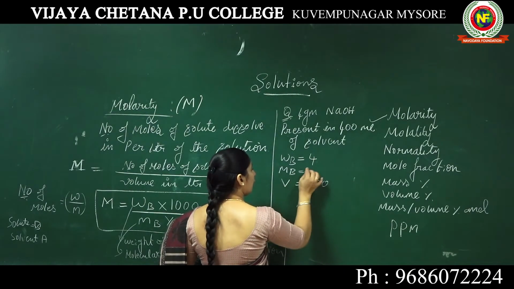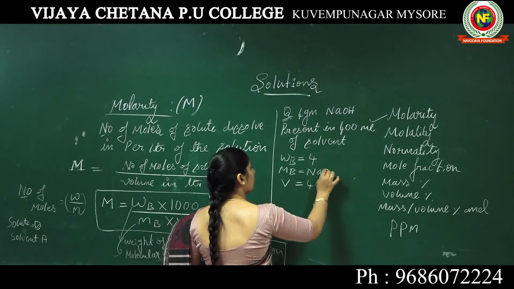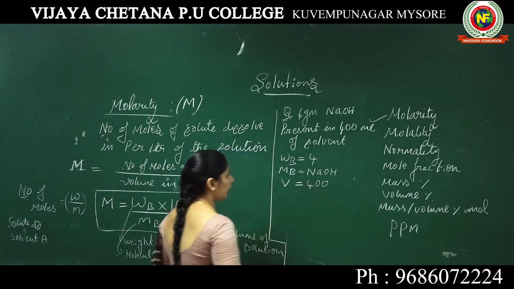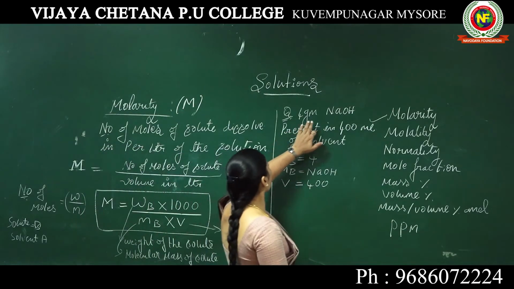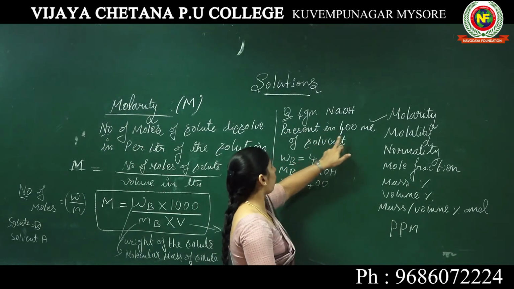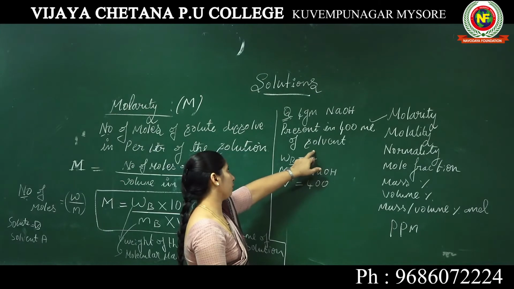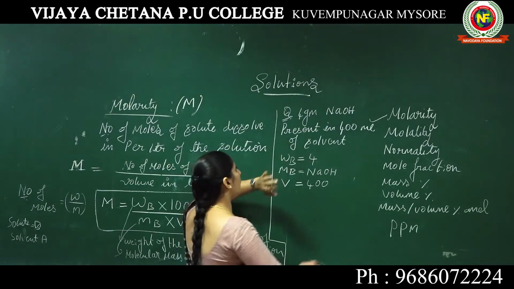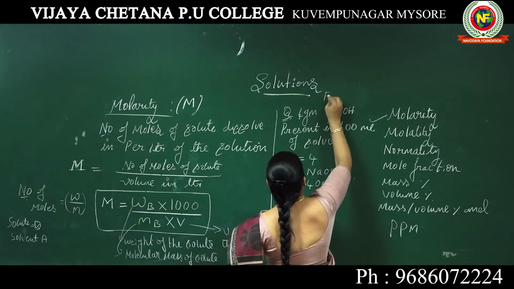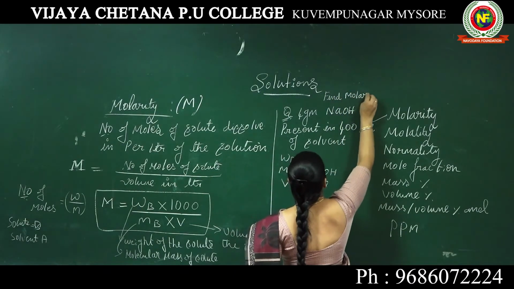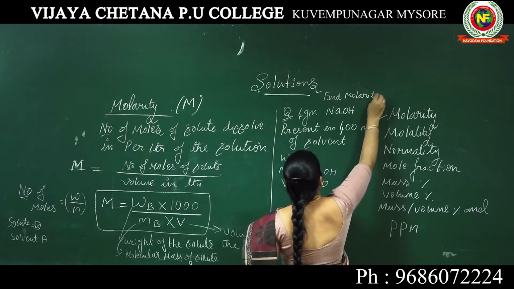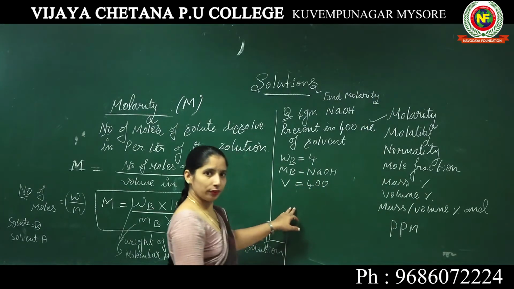Then you have to find the molecular mass of NaOH. The 4 gram of NaOH is present in 400 ml of solution, and you have to find the molarity, that is, how concentrated it is.